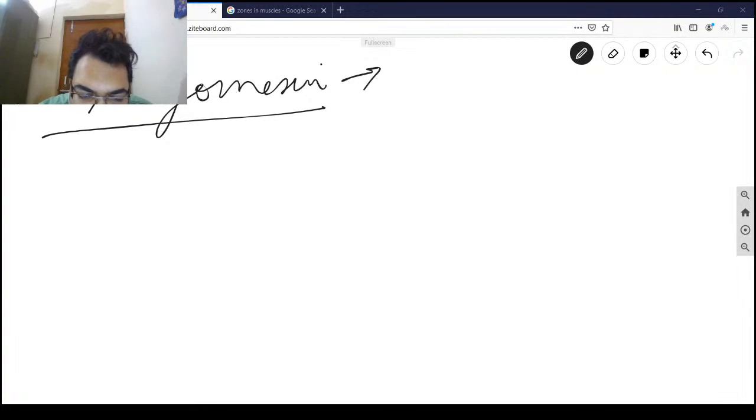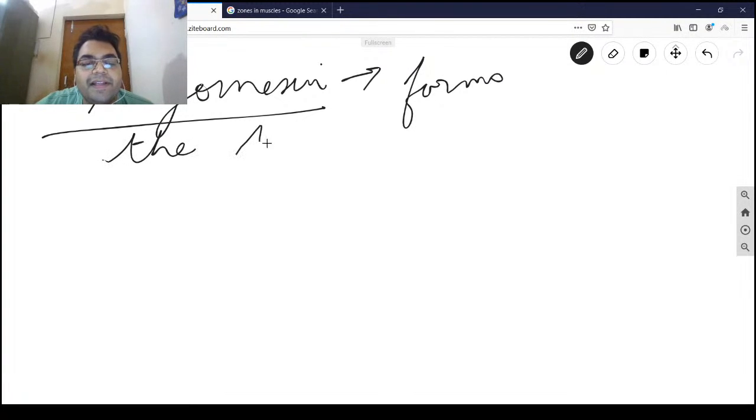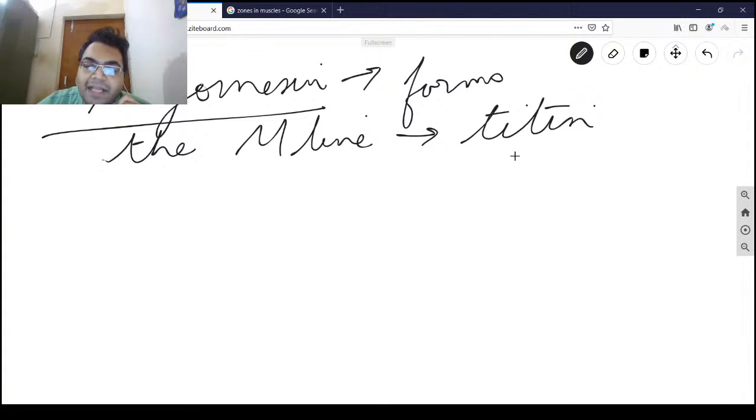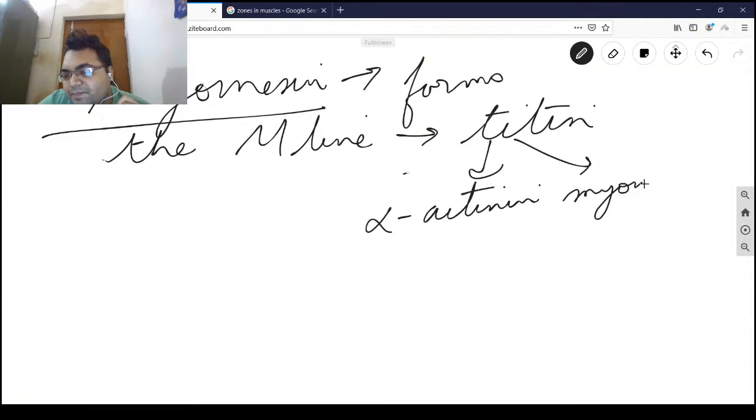Okay, it forms the M line. Structural protein that pertains to the M line of sarcomere, and then M line will do what? M line will again bind to titin, because titin binds to the M line of sarcomere and Z disc. So titin is binding to alpha-actinin also, and it is binding to myomycin also. Again, an interrelated concept. It binds to titin, and titin is now binding to alpha-actinin of Z disc and myomycin of M line.